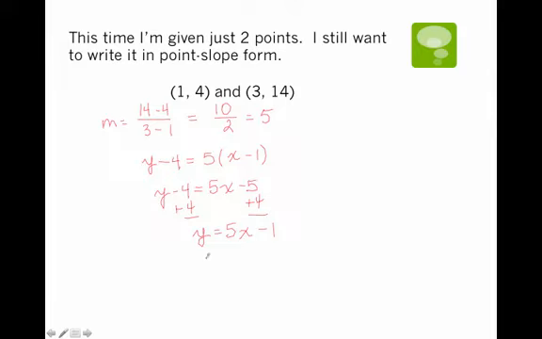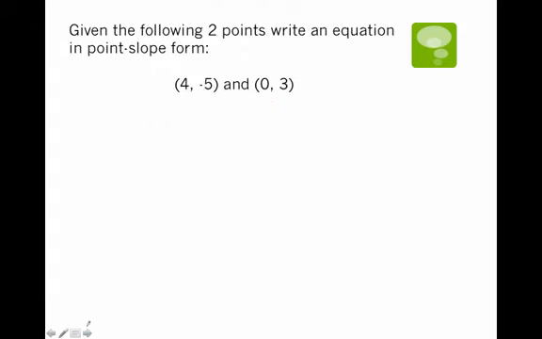I can actually prove that this is correct by plugging in. I'm going to try plugging in the other point ordered pair to see if this actually worked out. So does 14 equal 5 times 3 minus 1? Yes, 14 equals 15 minus 1. So I know I did this correctly.